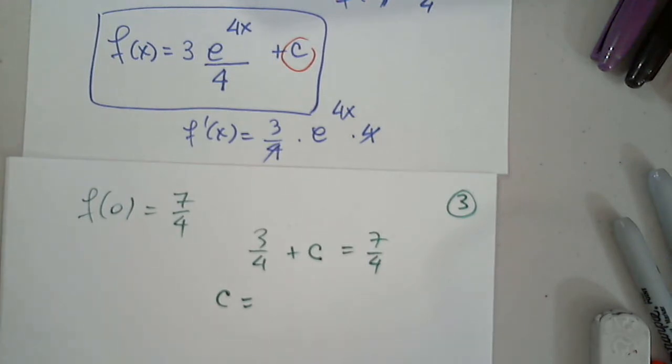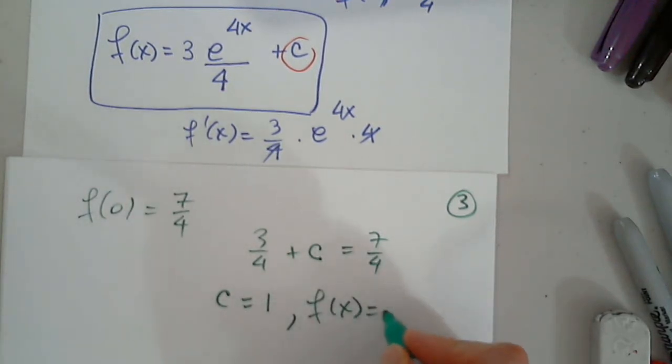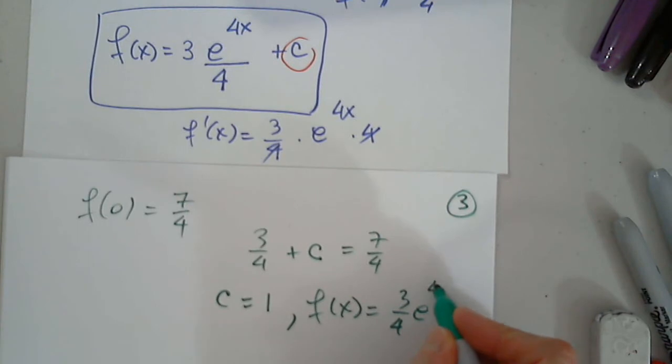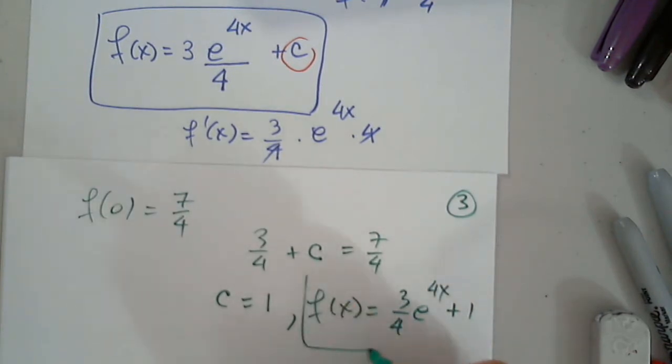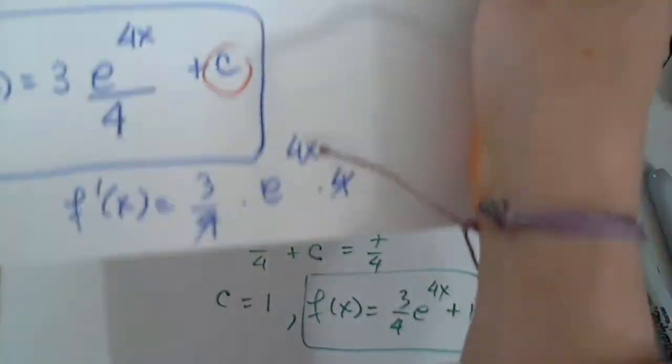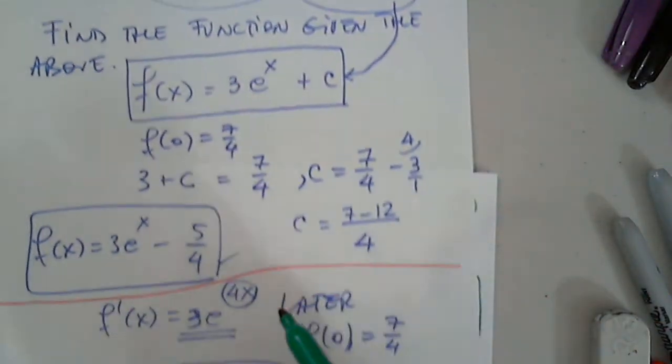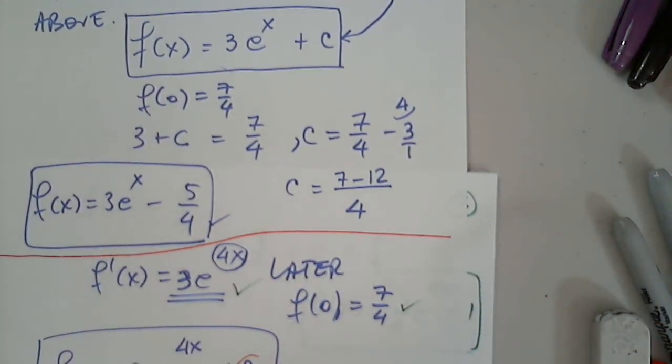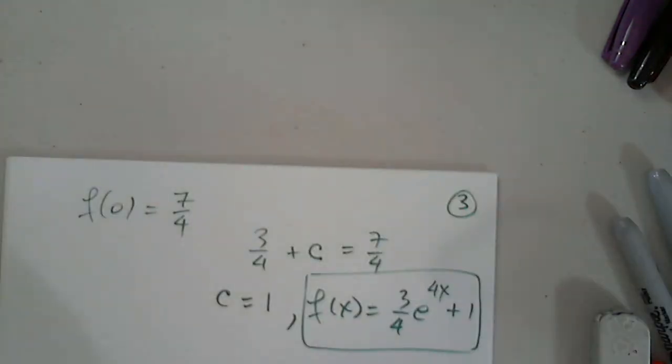One. So it's 7/4 minus 3/4, which is 4/4, which is 1, indeed. So then the function is 3/4 e to 4x plus 1. This is it. And this is the only function that complies with the given conditions. This and this. Very good.